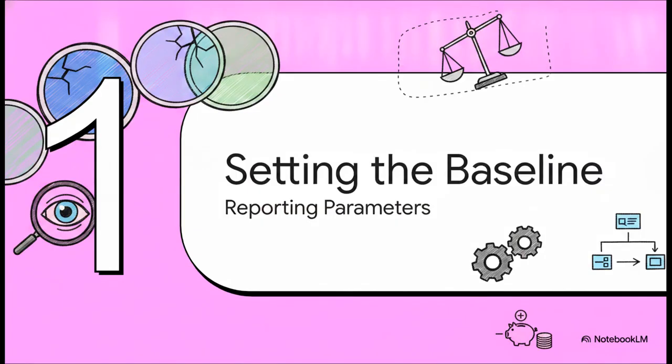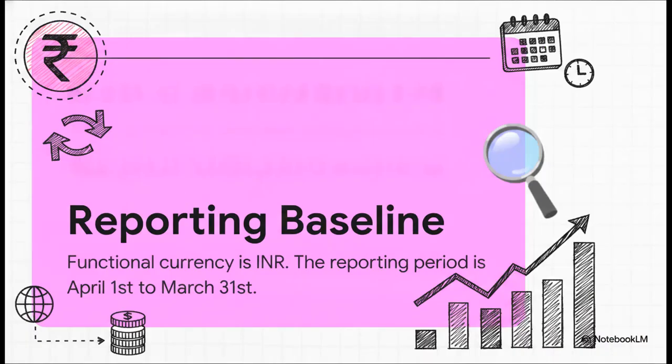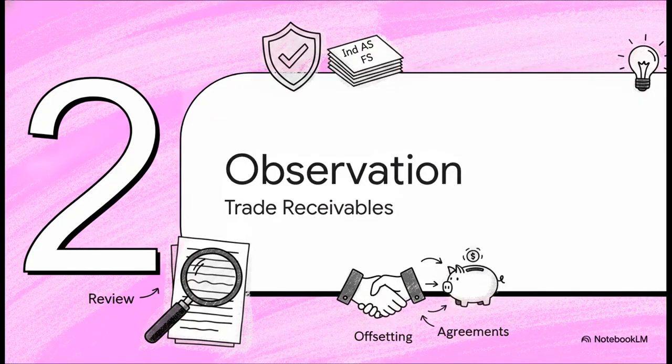Okay, let's kick things off with part one, setting the baseline. So just to make sure we're all looking at our patient through the exact same lens, here are the ground rules. Our functional and presentation currency today is the Indian rupee, or INR. So any currency that isn't the Indian rupee, that's a foreign currency. Also, our reporting period runs right from April 1st to March 31st. Okay, baseline set.